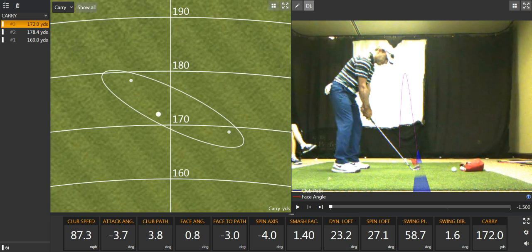And then you look at those numbers there, and you can kind of wave the cursor over those. So attack angle minus 3 down, meaning that this club is traveling very shallowly downward when it hit the golf ball. That club path was going 3.8 up to right heel. Swing direction, is that on there? Yes, so over on the right there, the swing direction is 1.6 to the right.